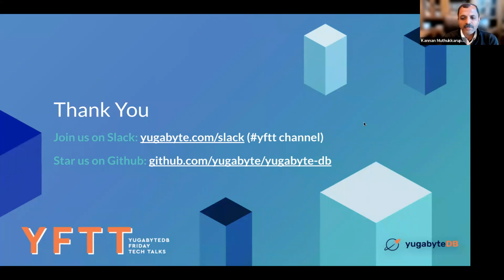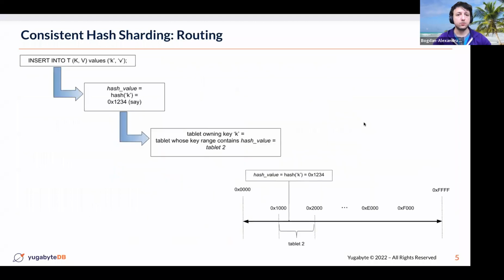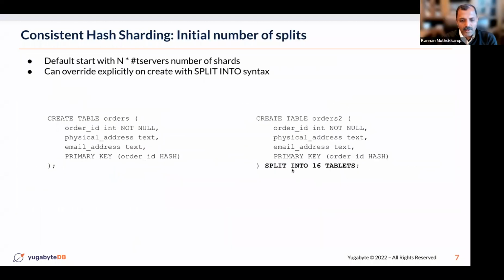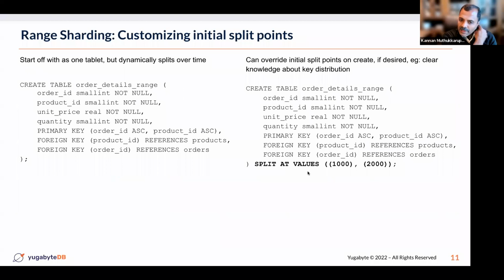So one of them, Bogdan, if you could go back to the split at syntax for range sharding. A question was, what happens if the values don't fall into the range? Where does the tablet go if values do not fall into the range? I think their question is whether there is a problem with the syntax. Suppose the user passes 500, does the syntax allow any gaps?